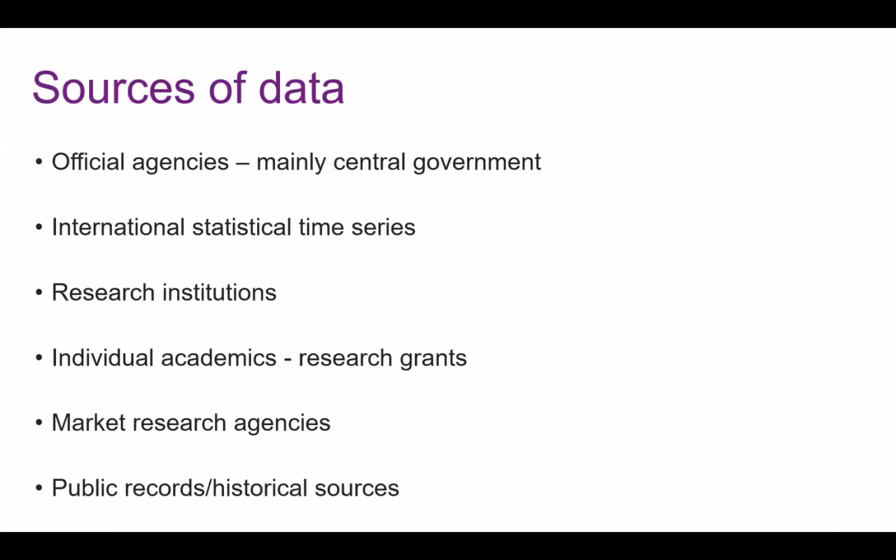So where does it come from? Again, that varies depending on the data type and some of the sources that you see here, including agencies and statistical time series. Those are clearly the main sources for quantitative data. Most of our qualitative and mixed methods data comes through individual academics, and many of those have been funded by research grants. So this is often funded by a research council like the ESRC, but not exclusively. We certainly take in data from other funders.